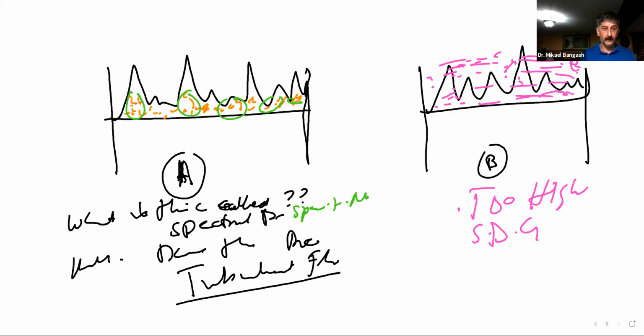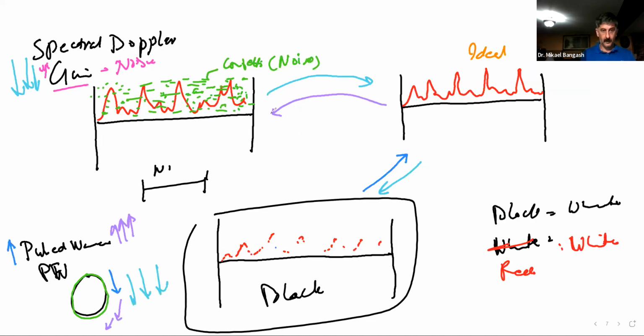Why? Because our spectral window is contaminated by noise. Whereas here, this is a generalized noise over the entire spectrum, which means your spectral Doppler gain was too high, as we had here.